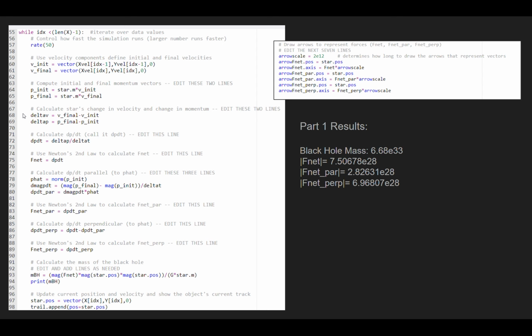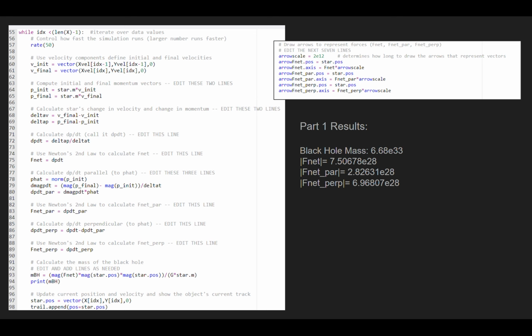So in part 1, we found the net force by finding the change in momentum and then dividing it by time. This net force can then be separated into the two components. We first found the parallel component using p hat and the magnitude of the change in momentum, and plugging that into the definition of the parallel component of force. We then subtract this from the total F net to get the perpendicular force.